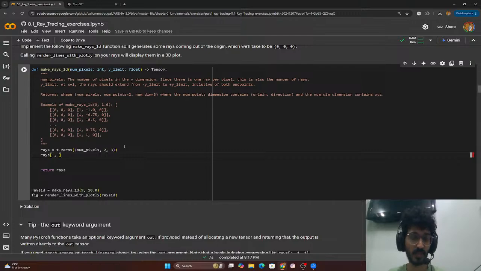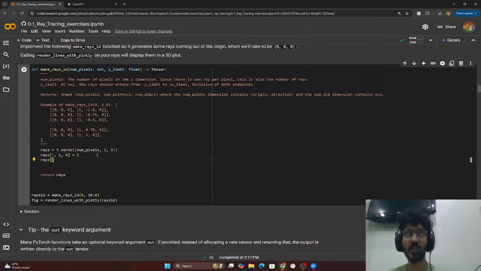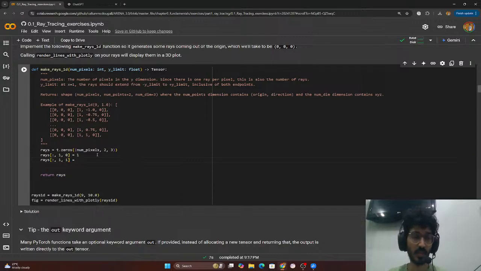Rays for all pixels, make this 1. Basically, for all pixels, for the index 1 point, make the first coordinate 1, because you want x to be 1, and that's where our screen is. I think it would broadcast correctly.